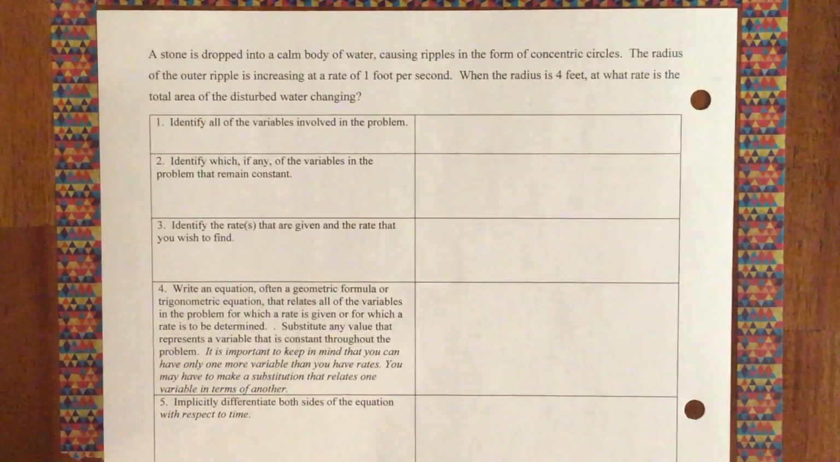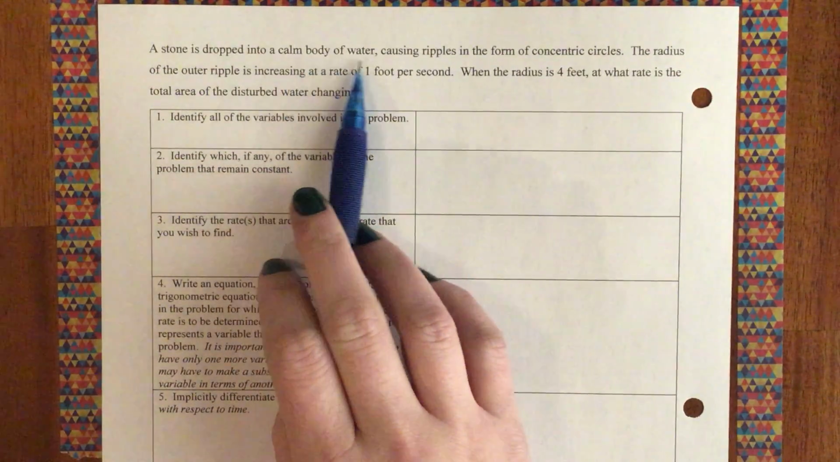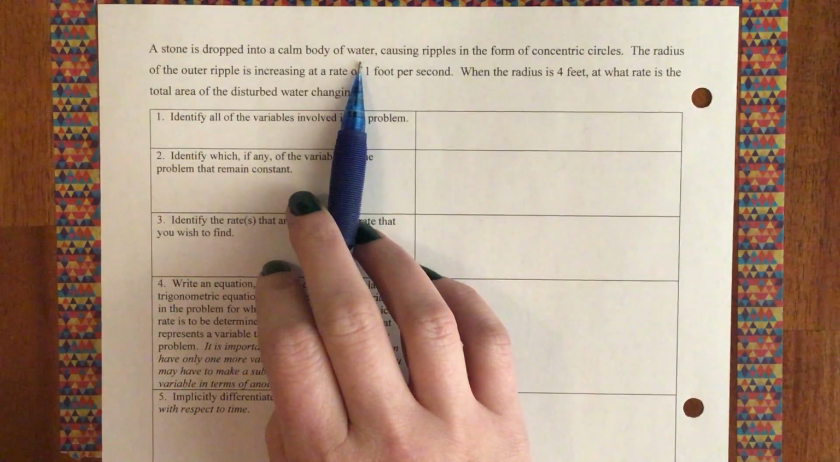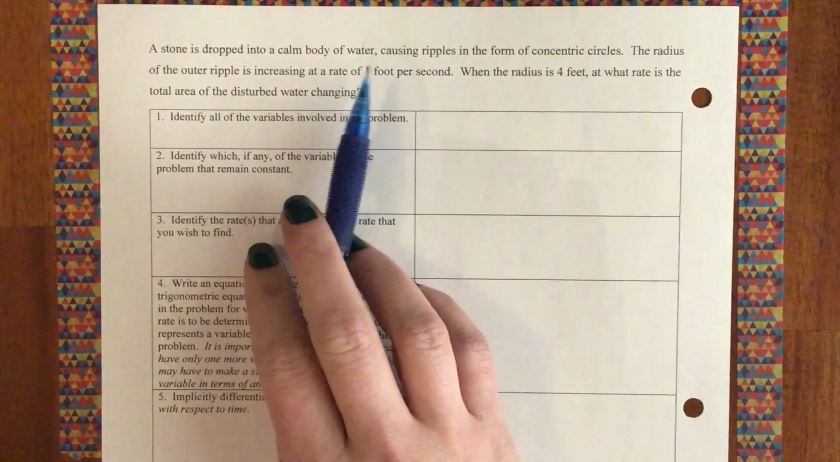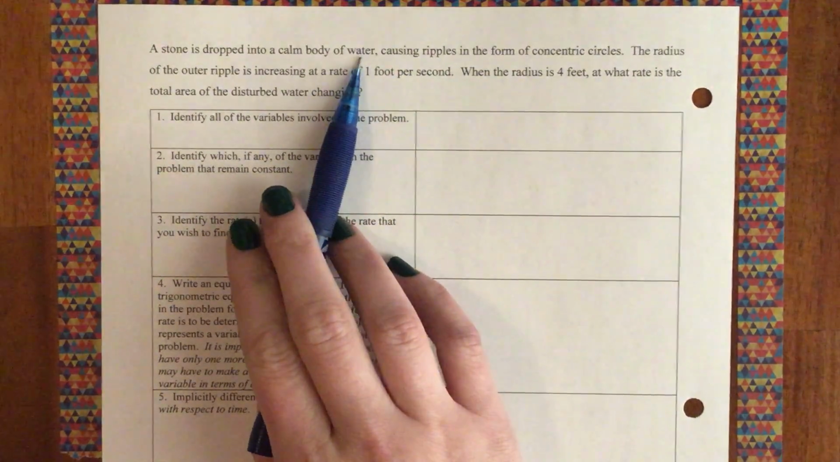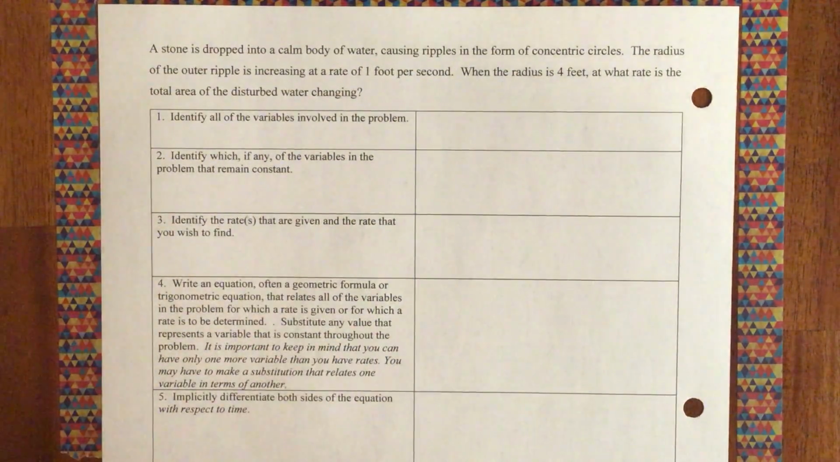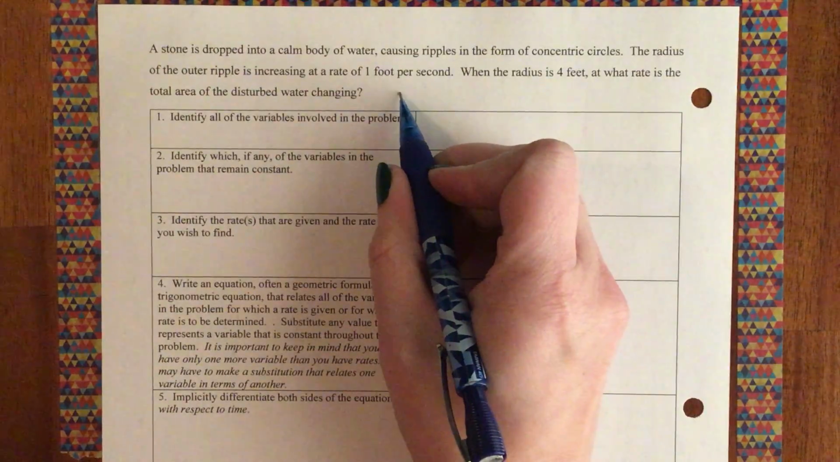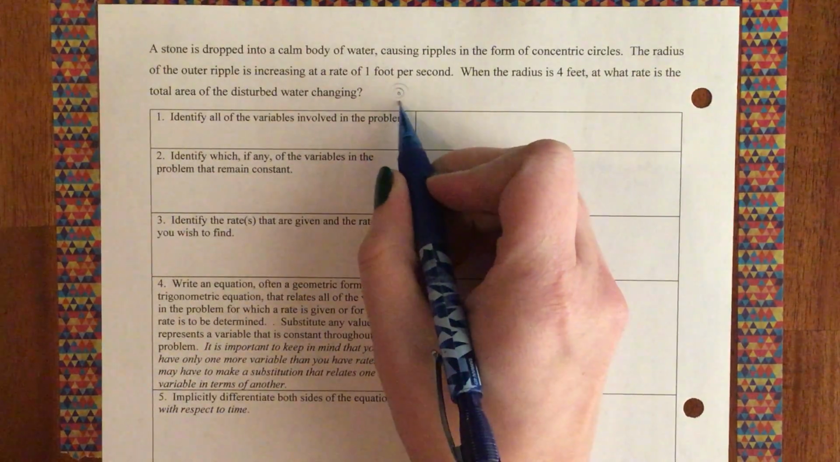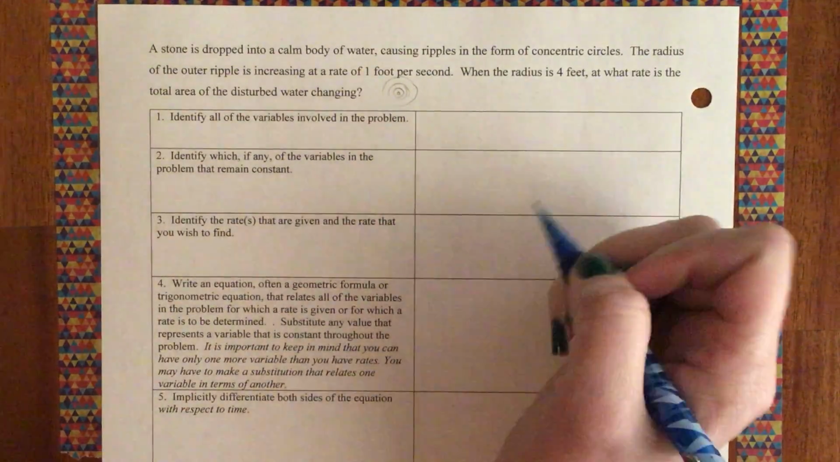This related rates problem is about circles. We have a stone that's dropped into a calm body of water. So think about like a lake or a pool or something like that. And when you drop a stone into some water, you get ripples. So those are circles that start out very, very small and then gradually get bigger and bigger and bigger. So it kind of looks like a target.